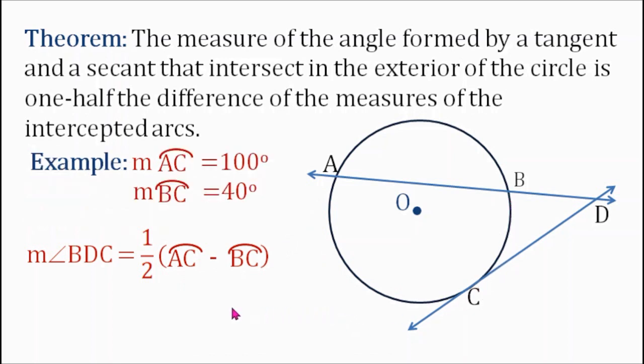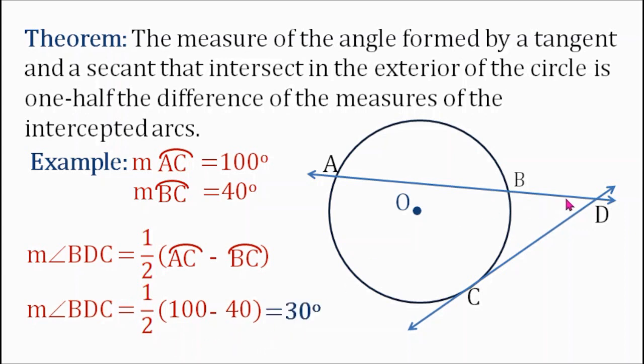For example, if arc AC measures 100 degrees and arc BC measures 40 degrees, using our formula, the measure of angle BDC equals 1/2 of the difference between 100 and 40. So 100 minus 40 is 60, and 1/2 of that is 30. So this angle here measures 30 degrees.